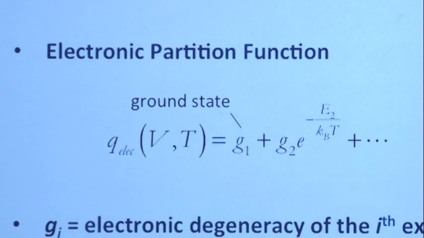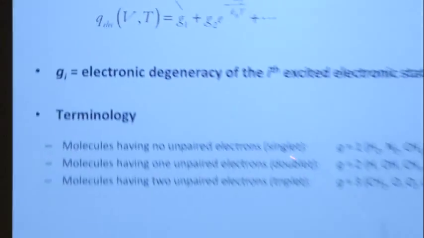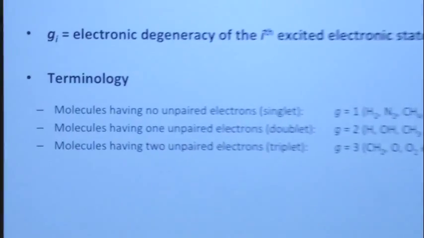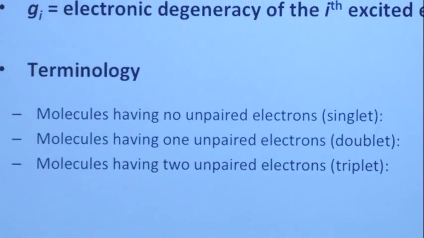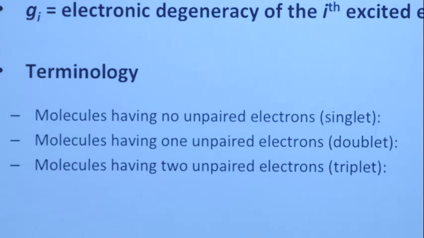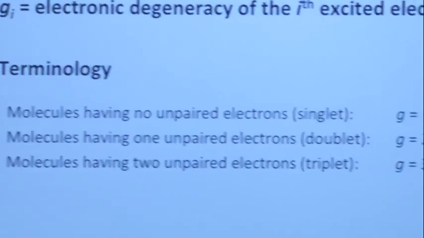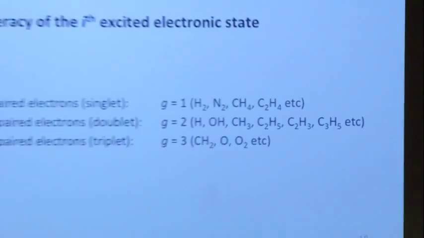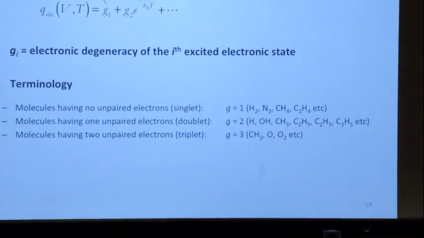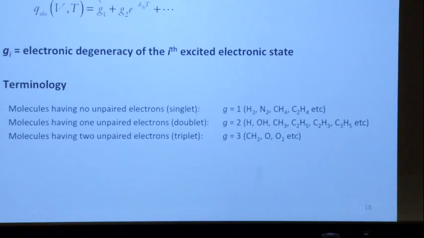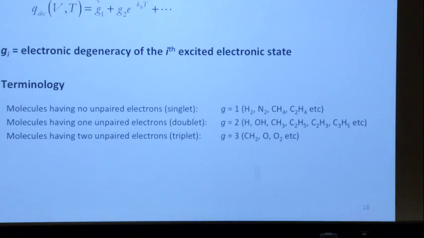For any molecules having no unpaired electron, it's called a singlet. G value is equal to 1. What do I mean? I have two electrons. If all of them are paired up, one up, one down, there's only one possibility you can take. Only one up, one down. If I have one unpaired electron, my electron degeneracy goes to 2, because this electron can spin up, it can spin down. Two possibilities. It is said that you have degeneracy, leading to an electronic partition function value equal to 2.